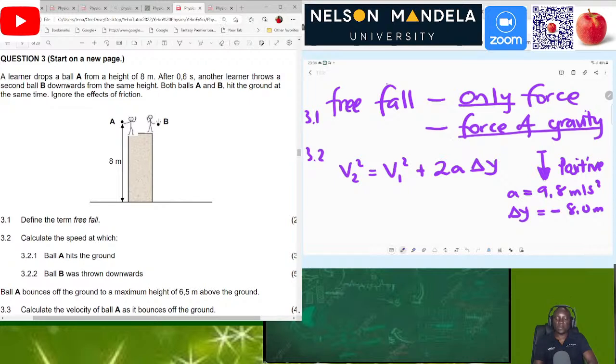So now v2 squared, what else do we know? V initial, v1, is equal to 0 meters per second. So v2 squared equals 0 plus 2a times 9 minus 8. Did I choose right? Did I choose right?